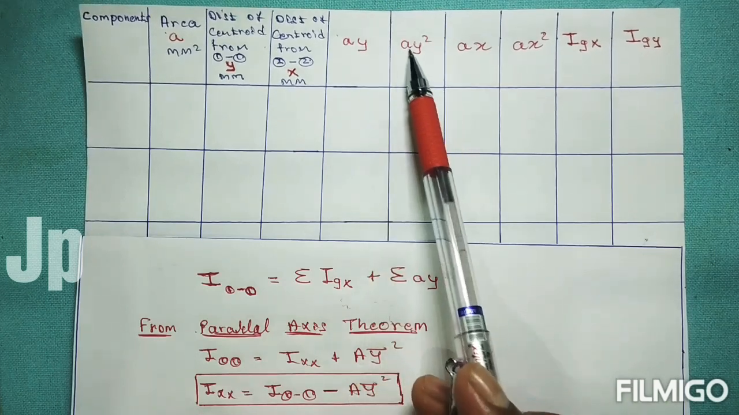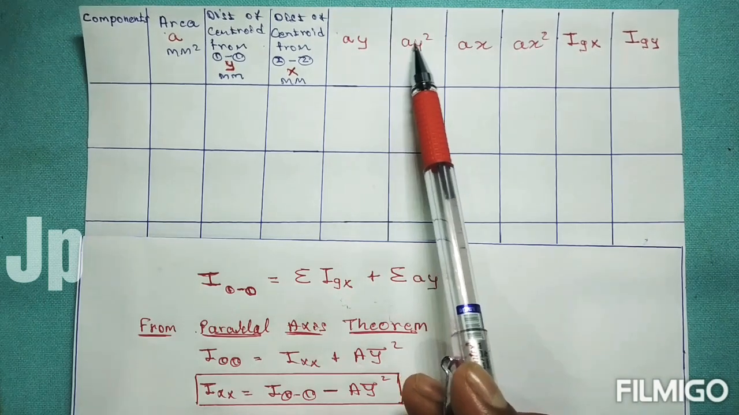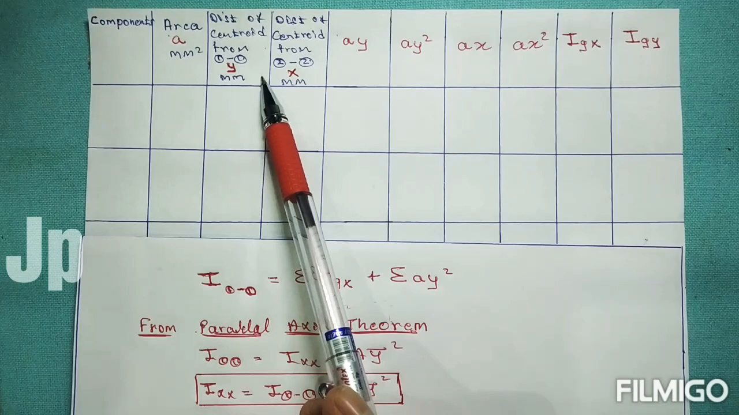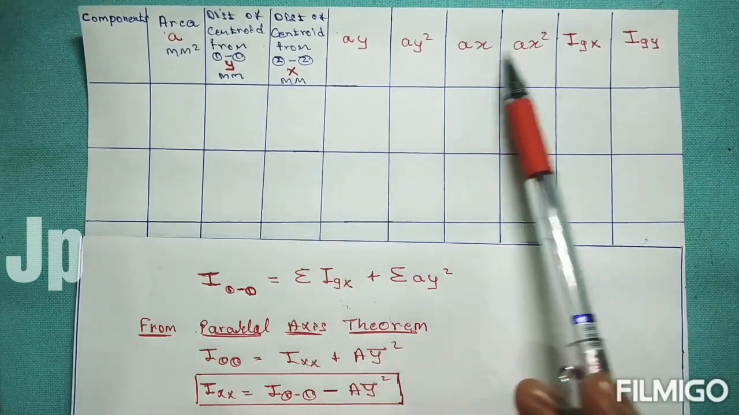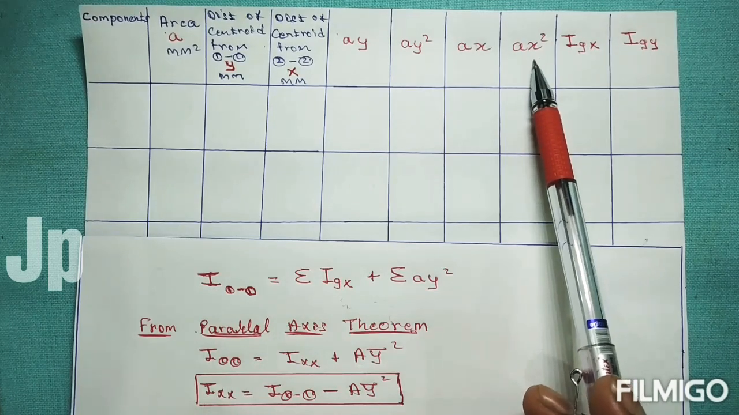Next, the second one, the moment of inertia, which is the second moment of area. So area into y square, you have to do that. The area will be the same, into this column y square. Similarly, A into x as well as A into x square.